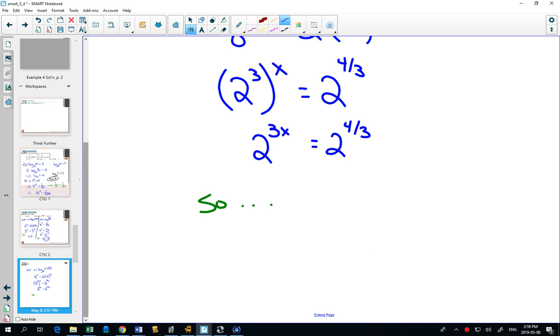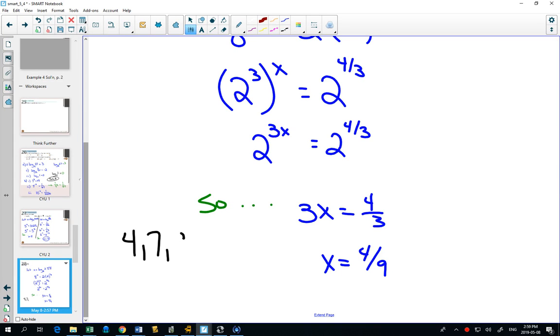So does it make sense that 3x has to equal 4/3? Divide both sides by 3 or multiply by a third. And x is equal to 4/9. Okay, try 4, 7, and 9.